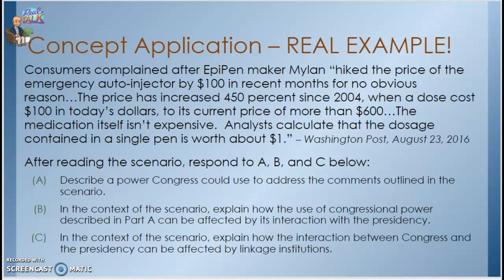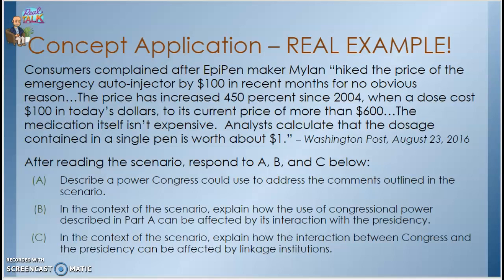Now, a real example might be something like this. Washington Post, August 23rd, 2016. Consumers complained after EpiPen maker Mylan, quote, hiked the price of the emergency auto-injector by $100 in recent months for no obvious reason. The price has increased 450% since 2004, when a dose cost $100 in today's dollars, to its current price of more than $600.